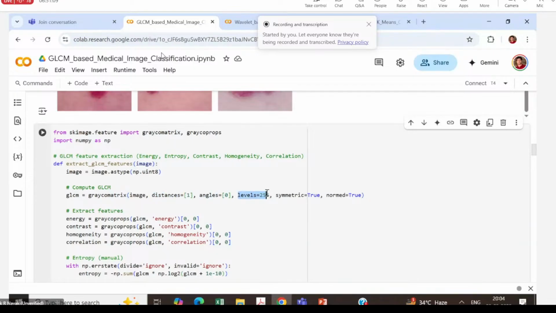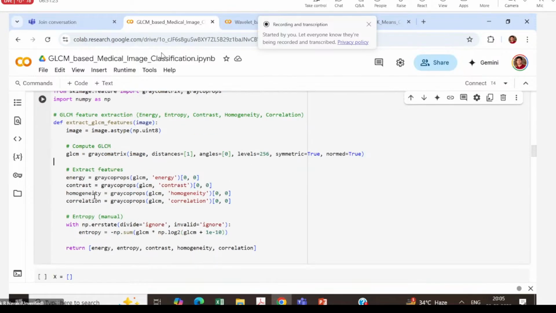How many levels you are having? 256, it is from 0 to 255. And normalized, whether you want to normalize or not. Yes, normalize is true. Symmetric is whether you want to take the symmetric matrix or not, right? So that is a different thing. And similarly, now you look at here.